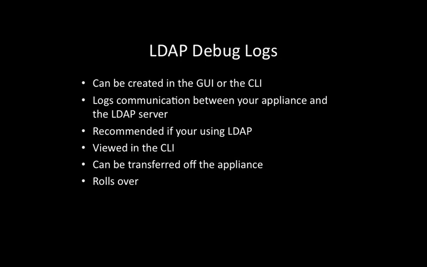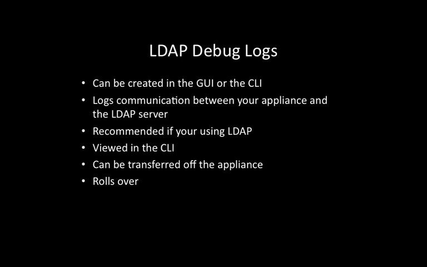The LDAP debug logs function similar to other logs on your Ironport appliance in that they can be configured to roll over at preset intervals. The logs can also be parsed locally on the appliance from the CLI using the tail or grep command. The logs can also be retrieved from the appliance using FTP just like any of your other logs. The LDAP debug logs can be created and maintained in the GUI or the CLI, but they can only be parsed via the CLI or on a remote system after you transfer the files.